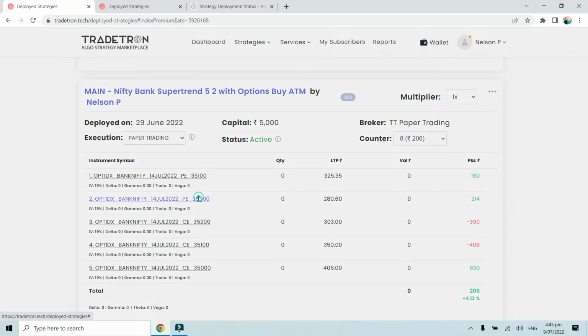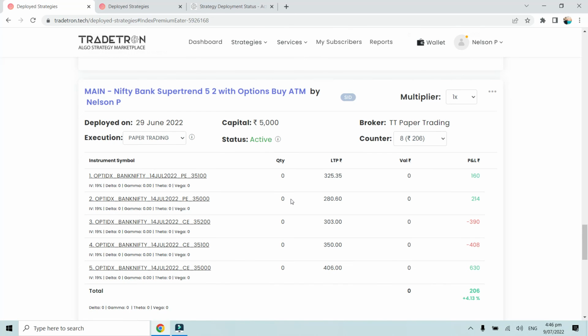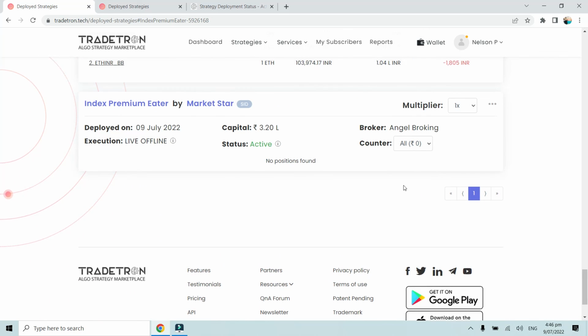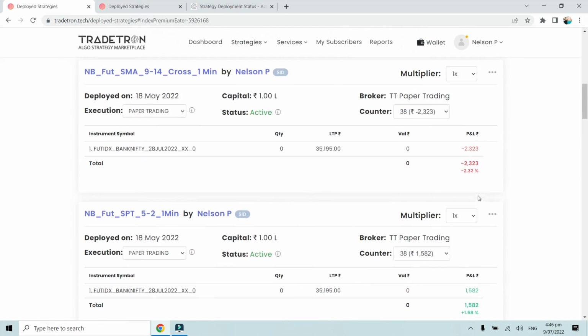So in this paper trading, in simple terms, for example, if I click on this, what it means is that this particular option, the 35,000 put option, was basically traded on 8th of July. It took entry in this option at 2:44 p.m. at so and so rate. It bought it at 341, and at 2:55 p.m., after 10 minutes, it exited this particular option, that is, it sold this particular quantity at so and so rate. All right, so that is how you will be able to see what trades the strategy is taking, and according to that you will be able to identify what kind of trades are happening in your account. So that is how strategy deployment works.